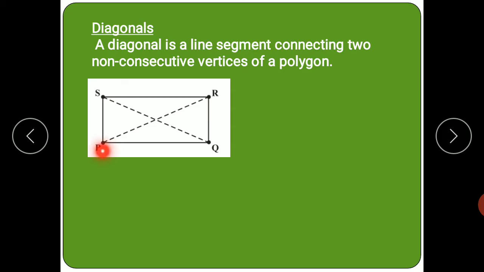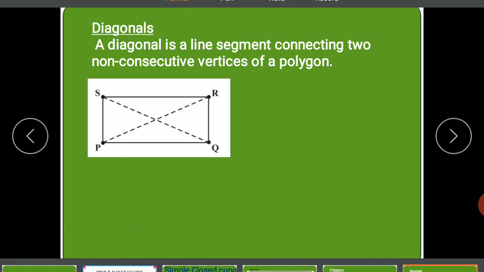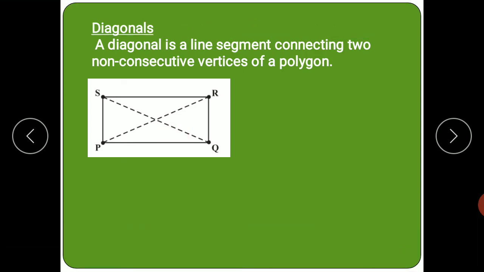Take vertex P. The consecutive vertices are Q and S. But a diagonal means connecting two non-consecutive vertices. So if you take vertex P, we leave the consecutive vertices, and only the non-consecutive vertex is connected. So PR is a diagonal and another diagonal is SQ.